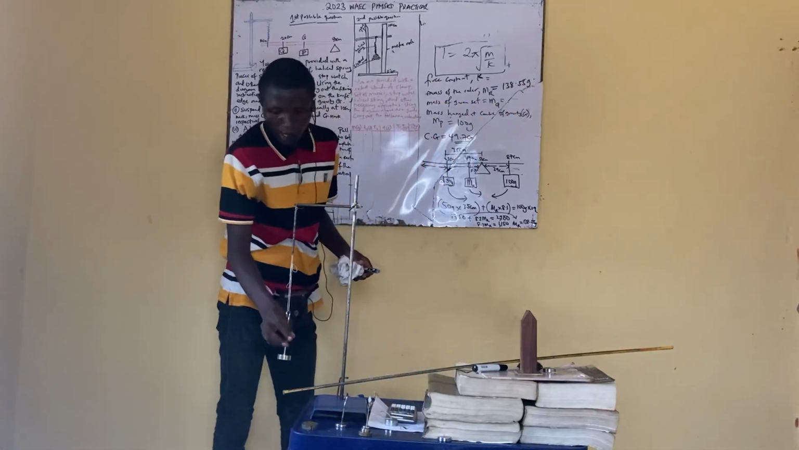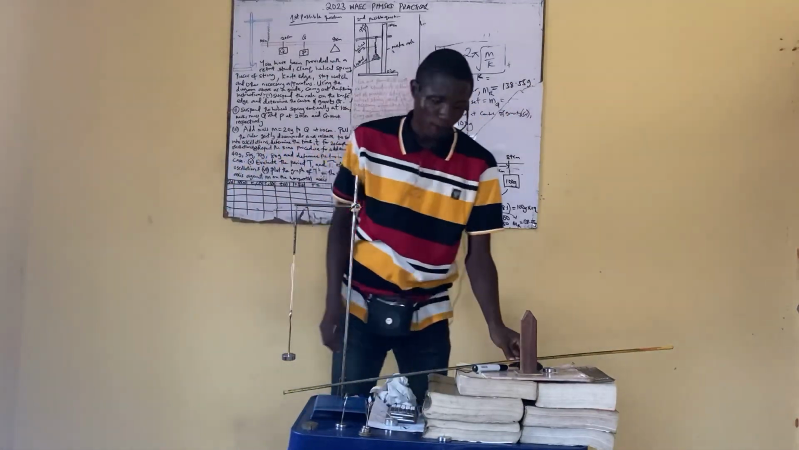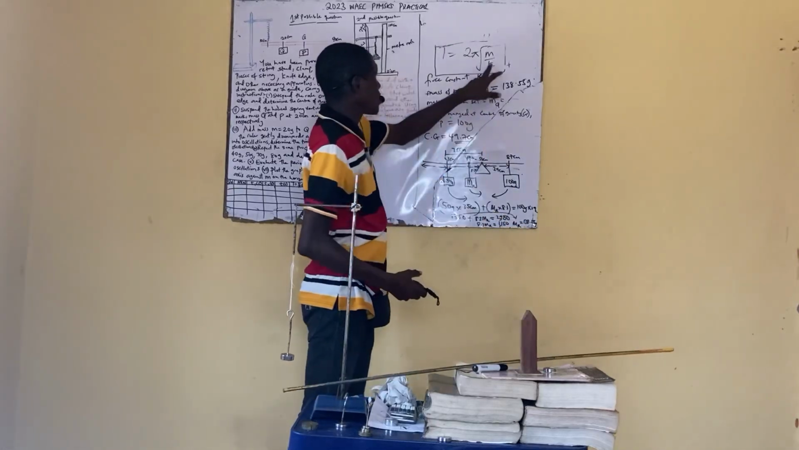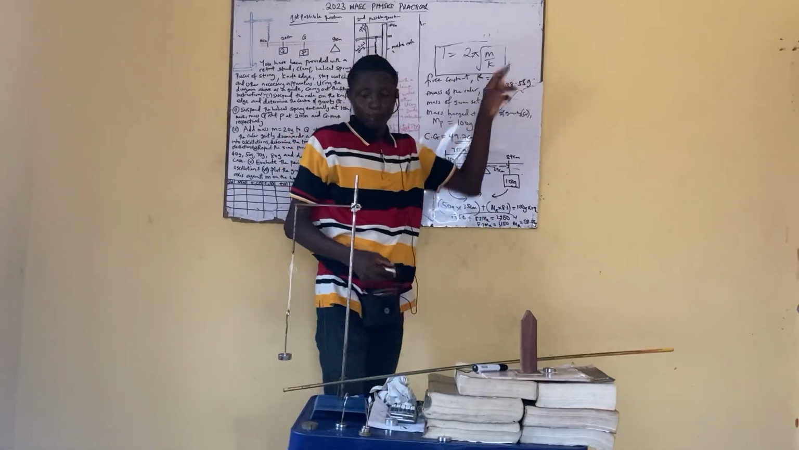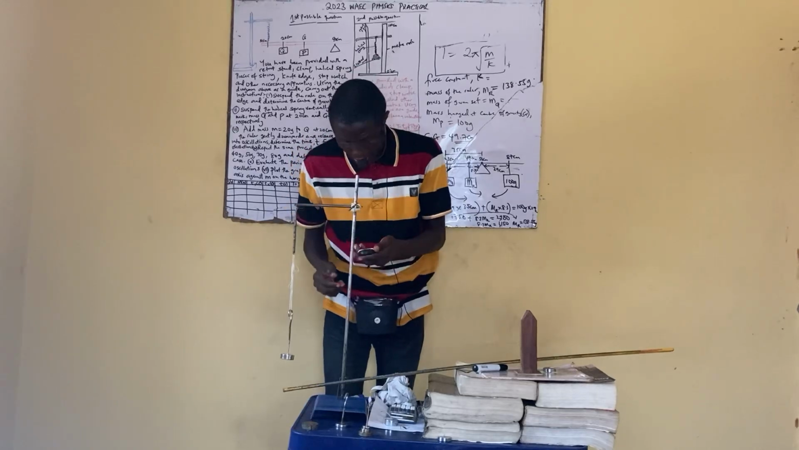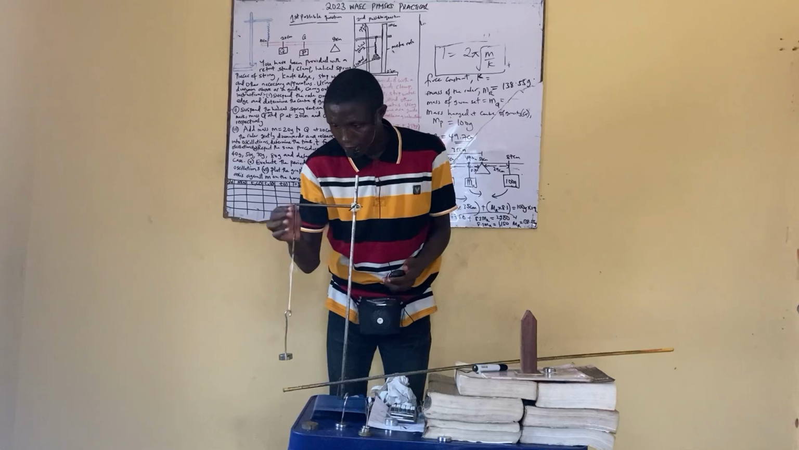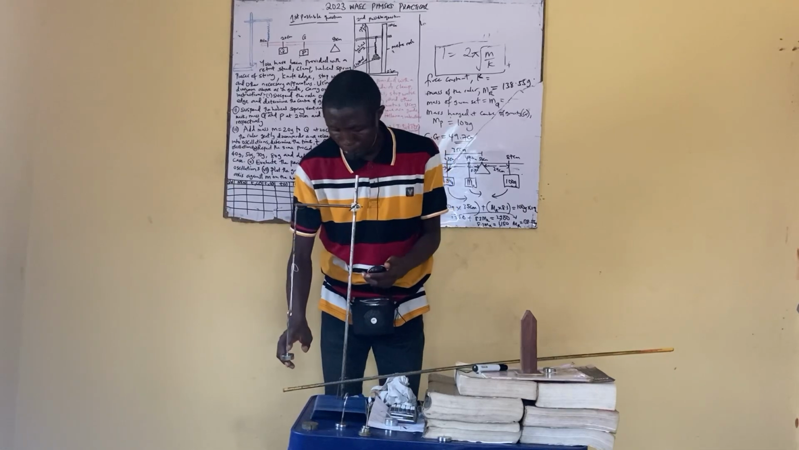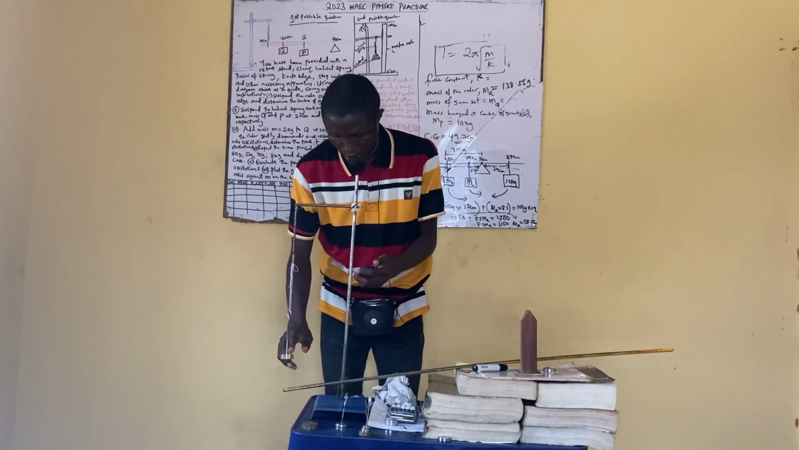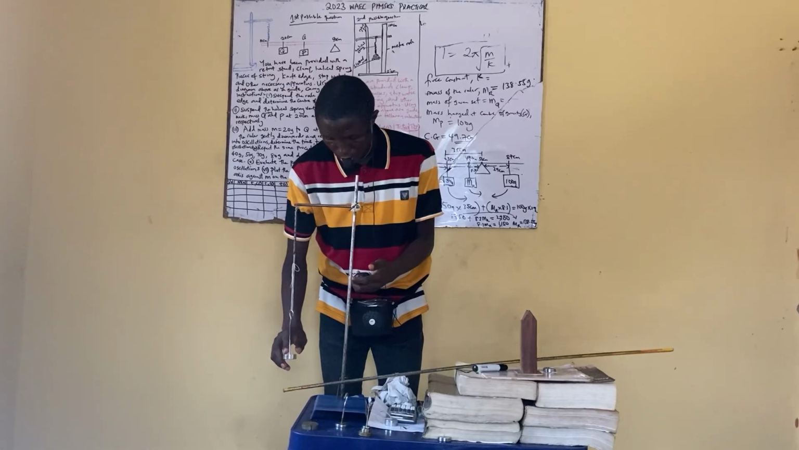So now I'm going to do this one. I'm going to use the stopwatch to look for my period. Then after I will calculate my force constant from here. So we have this, my digital stopwatch. Now I will just tap this, then I will start my stopwatch. So 1, 2, go.